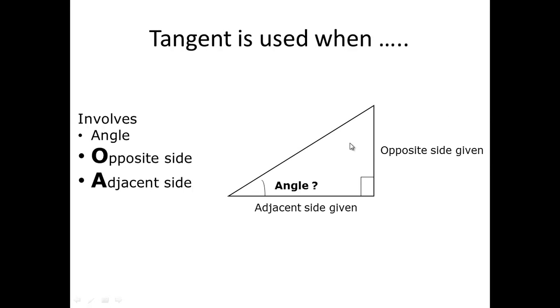Tangent is used when the question involves the angle, opposite side, and the adjacent side. It can be used to find the unknown angle, the unknown opposite side, and the unknown adjacent side.